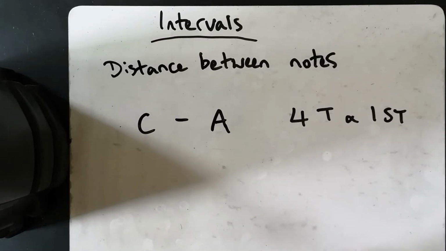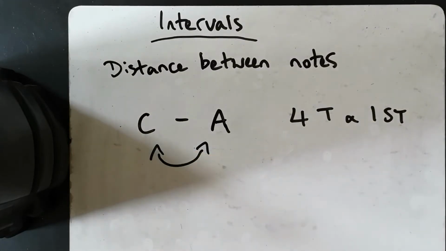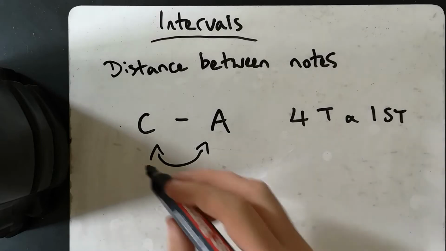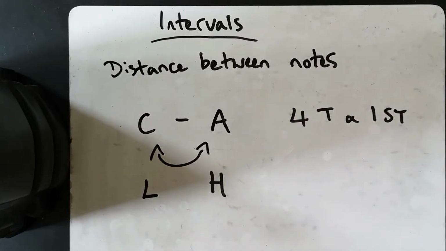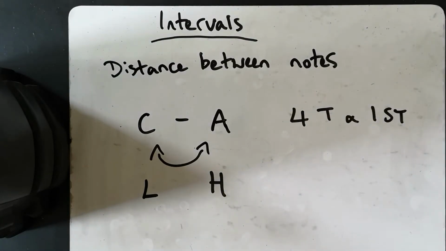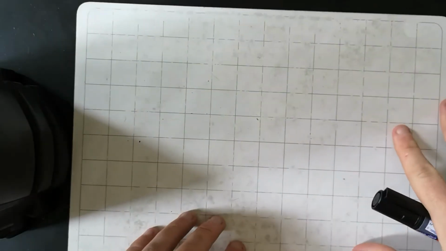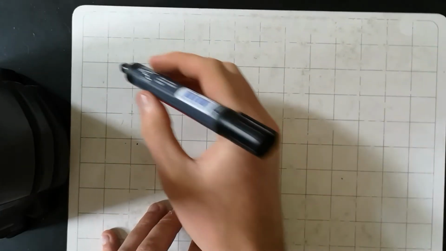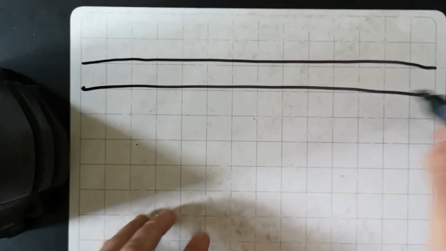The first thing you need to know is which of your 2 notes is higher and which is lower. So let's say C is the lower note and A is the higher note. So we want to work out the distance between a low C and a high A. Well, let's draw that on a stave first of all. Let's draw our 5 lines on our stave.